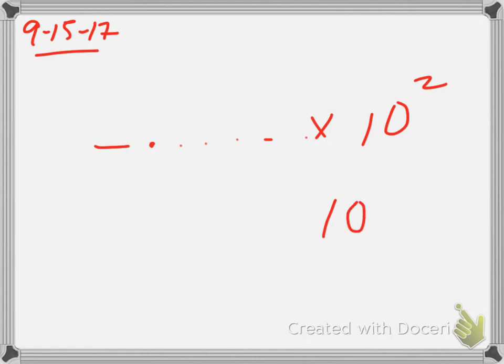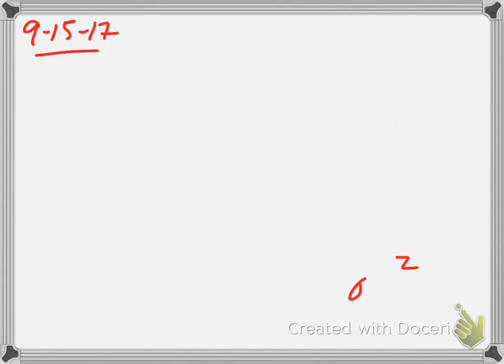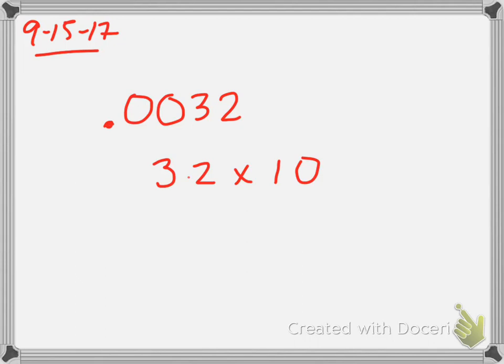So you know that 10 to the negative 1 is 1 divided by 10. And 10 to the negative 2 is 1 divided by 10 times 10. You knew that, right? So a tenth and a hundredth. When you have a very small number, we use negative exponents. Let me get rid of that. Well, that didn't work. When we have very small numbers, we use negative exponents. So if we have 0.0032, that is actually 3.2 times 10 to the negative 3.